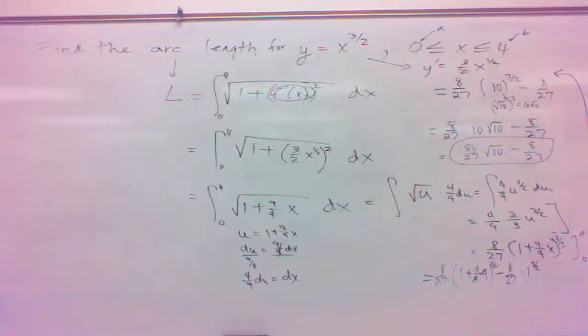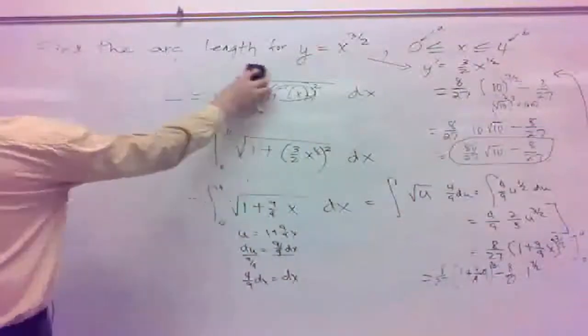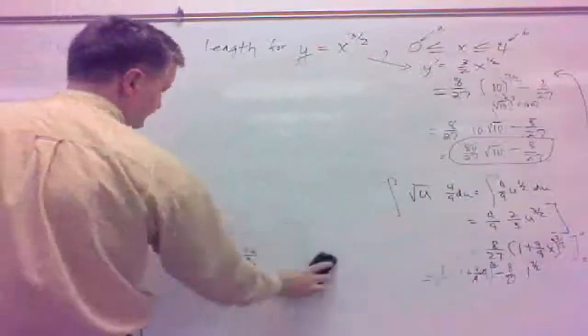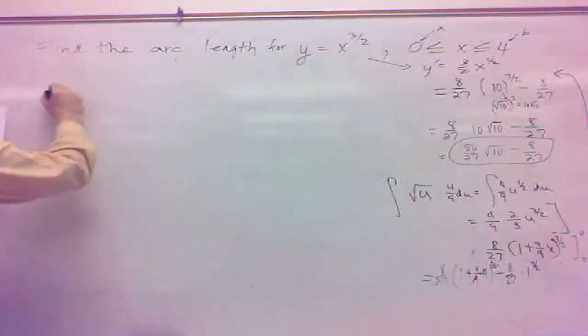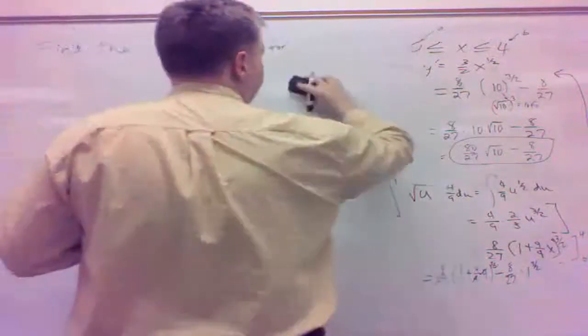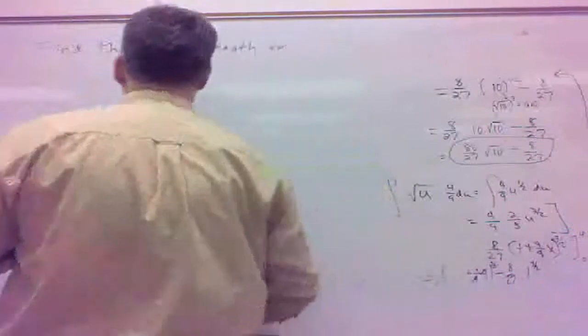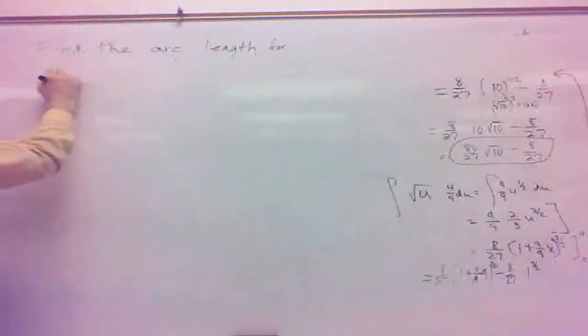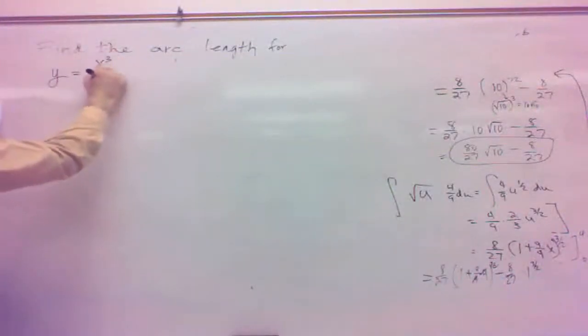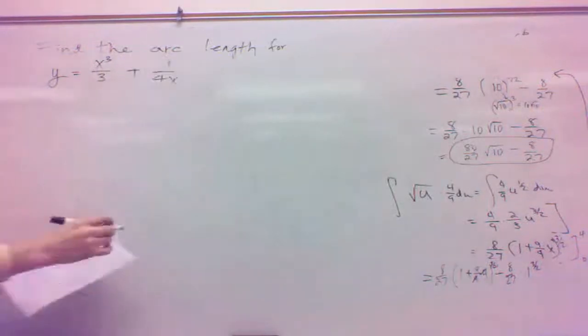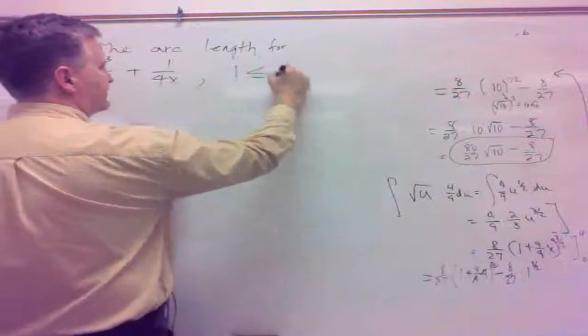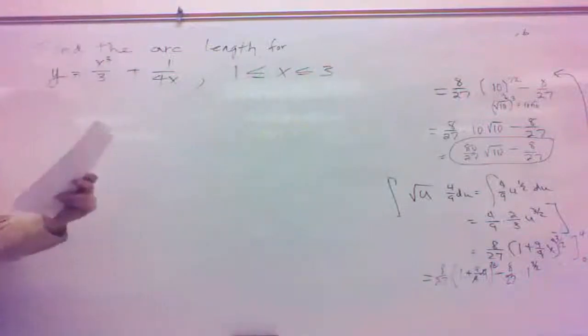Any question or concern? Okay. All right. Well, let's look at another one here. Okay, how about find the arc length for this one. This one's y equals x cubed over 3 plus 1 over 4x, and we'll go 1 less than or equal to x less than or equal to 3, for a and b.